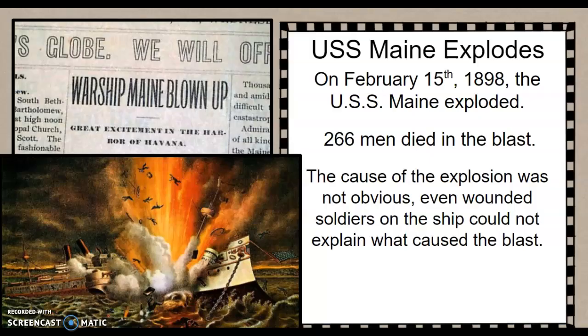Well, unfortunately, the U.S.S. Maine explodes. February 15, 1898. And tragically, 266 men aboard the ship died. And this explosion, it was not obvious what had happened. And the soldiers, even on the ship, could not point to any signs of an attack or what would have caused the blast. And it was found out much later that for sure this was a problem aboard the ship, and it was not an attack by Spain.